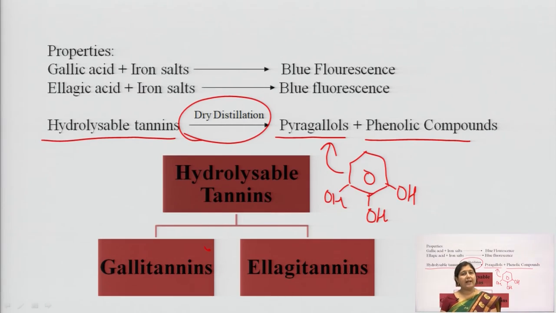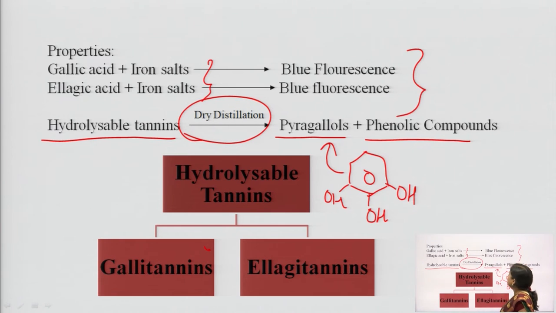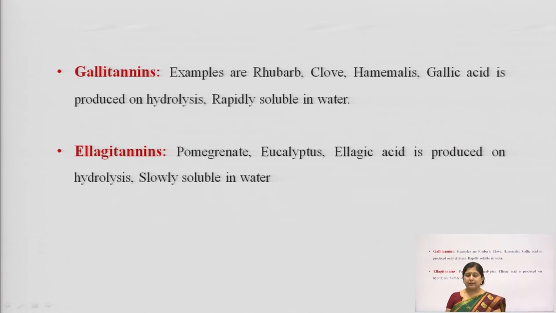So, we can say ellagic acid is also a type of hydrolyzable tannin. And when we treat it with iron salts, it produces blue fluorescence. Iron salts can be FeCl3 or FeSO4. If they produce gallic acid, we call them gallitannins. If they produce ellagic acid on hydrolysis, we call them ellagitannins.